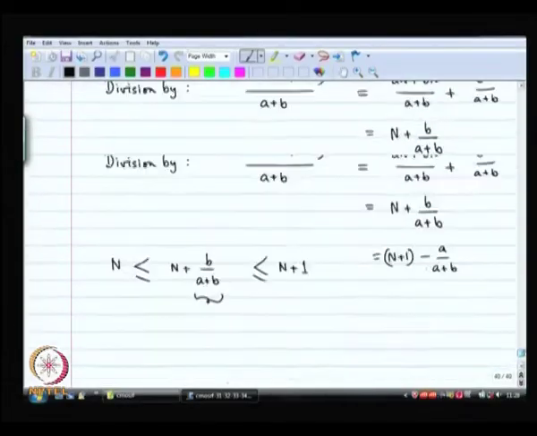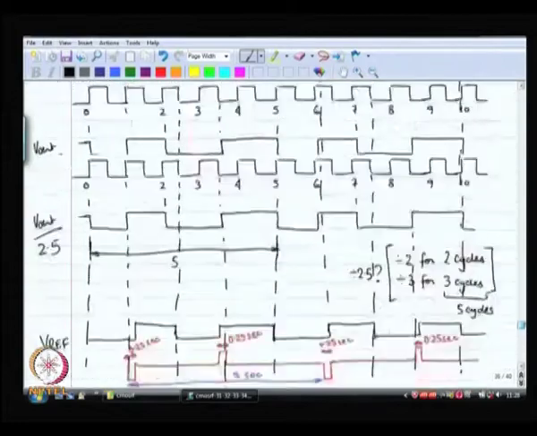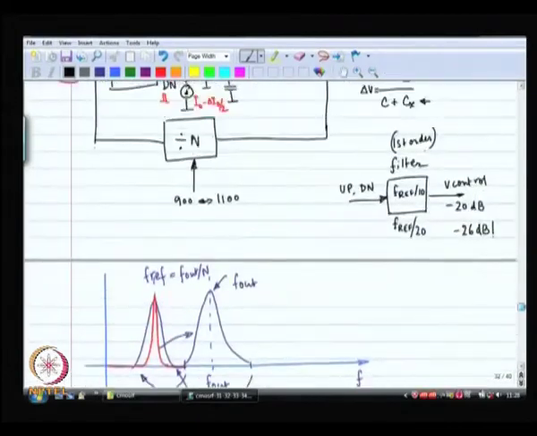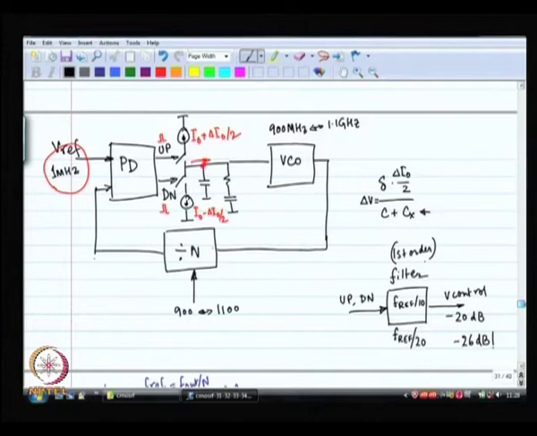Now, n can be a large number. n can be, I do not know, 1000, n can be 100 for example. You could say for our previous example, what was the example we had chosen?